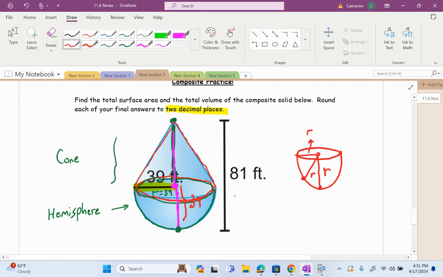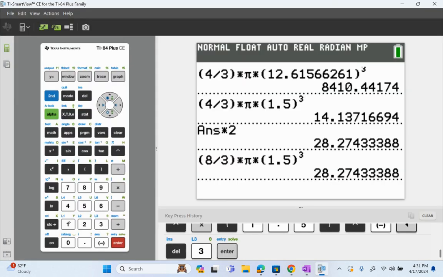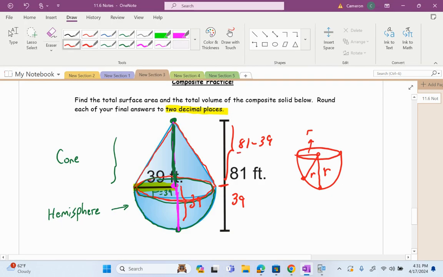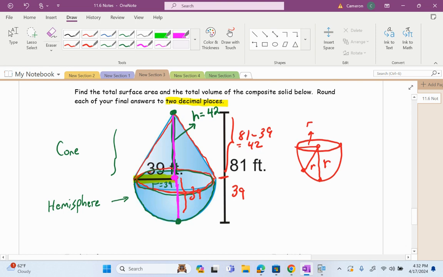So then if I do 81, take off, this was 39, what's going to be left here? 81 minus 39 would be 42. So the height of that cone, the part that I have in green here, is going to be 42 feet. Okay, so let's do total surface area, total volume.